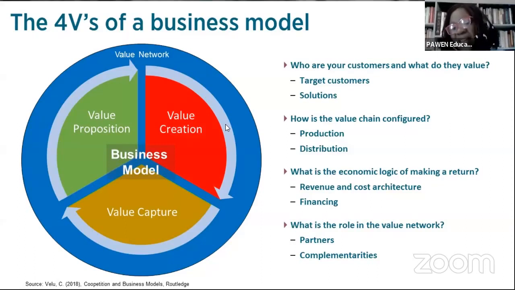So when you're looking at your business model, you need to look at these 4 aspects, the 4 V's of your business model. What is your value proposition? How are you going to create this value in a cost-efficient way? How are you going to distribute this value to the customer? How are you going to capture this value? What are the costs and the revenues involved in creating this value? And who are the stakeholders that provide support in giving this value to the customer?